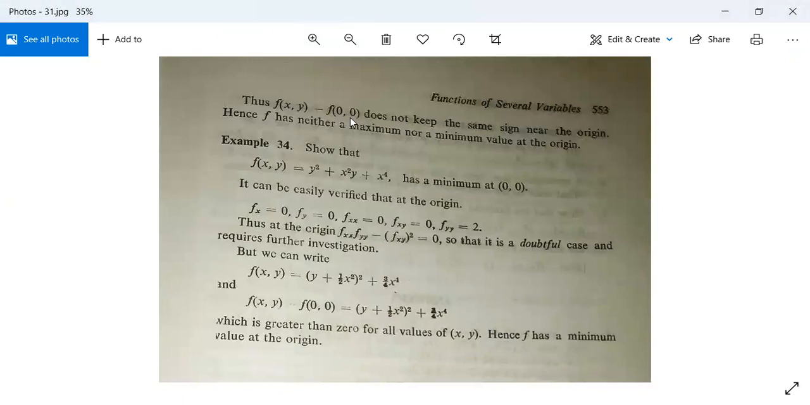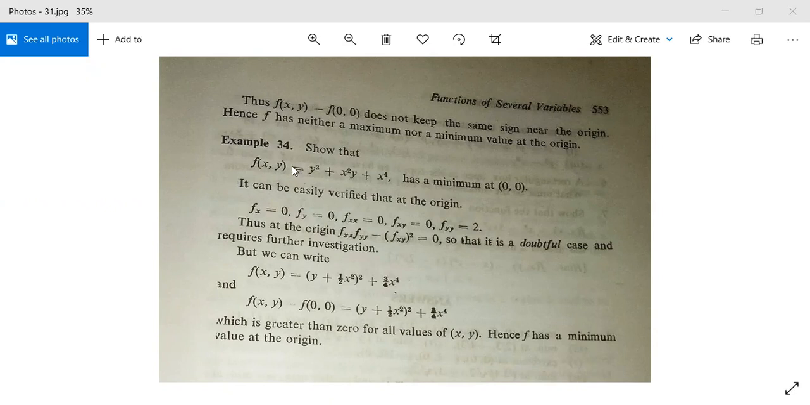Thus f(x, y) minus f(0, 0) does not keep the same sign near the origin. यानी जो origin 0, 0 है उसके पास इसका same sign नहीं है. Means sometimes it is greater than 0 and sometimes it is less than 0. So the function f has neither a maximum nor a minimum value at the origin. यानी कि इस केस में जबकि कभी वो पॉजिटिव हो जा रहा है, कभी नेगेटिव हो जा रहा है, सेम साइन को रिटेन नहीं रखता है, तो क्या हो जाएगा, neither maximum nor minimum.